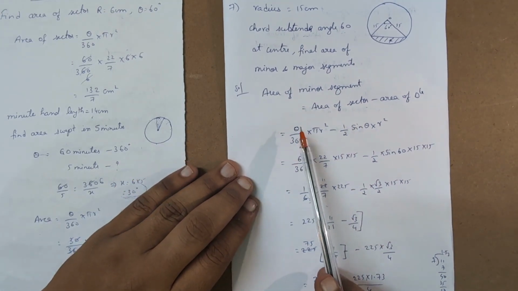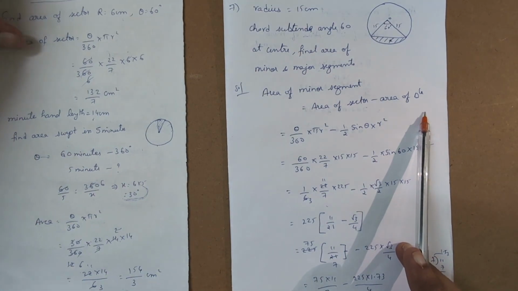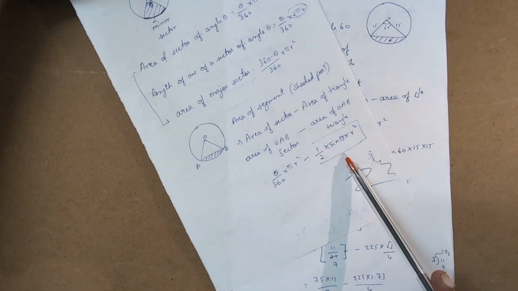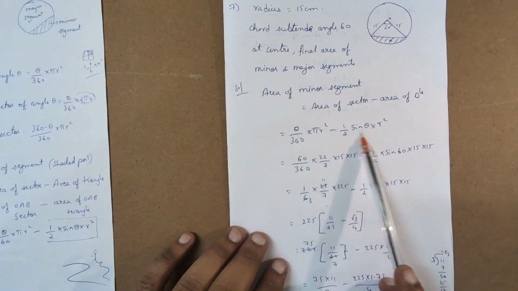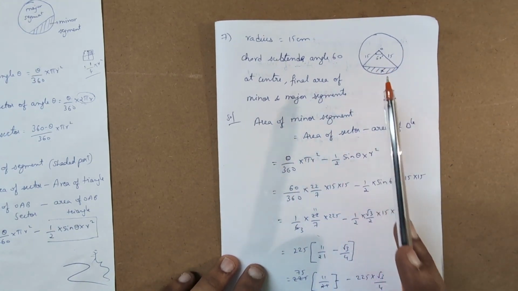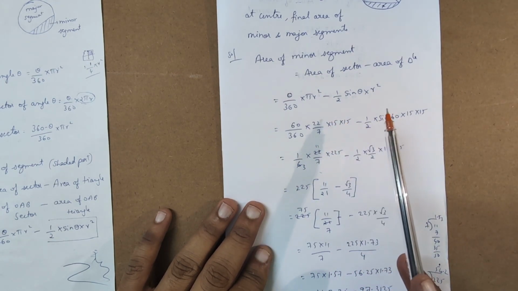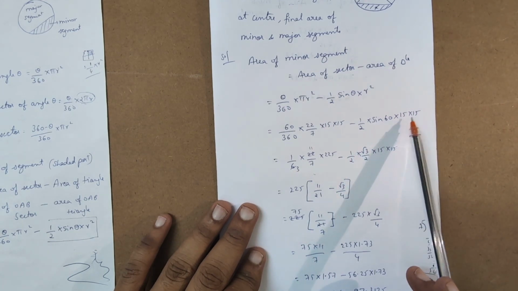Area of sector we already know, it is theta by 360 into pi r square. Area of triangle, which I already explained on the first page, that is the area of a triangle in a circle, it will be half into sin theta into r square. So the same formula I have written here. Theta is mentioned already in the question, that is 60 degrees. So 60 by 360 into 22 by 7 into r square, that is 15 into 15, minus half into sin theta, theta is 60, into 15 into 15.